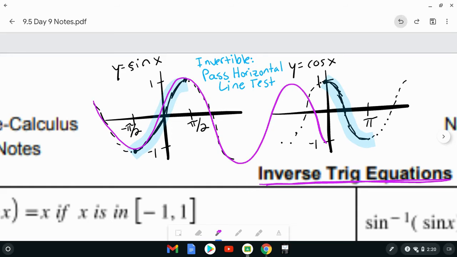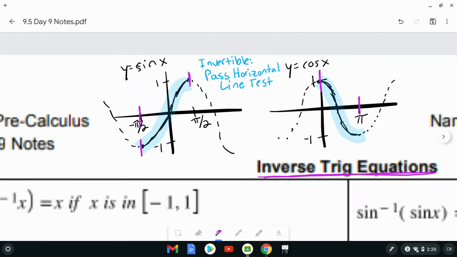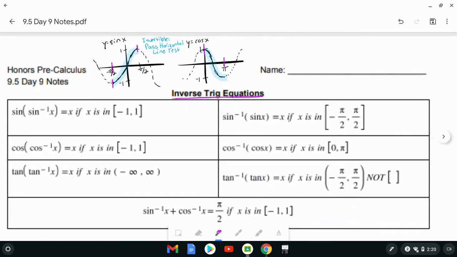So in order for it to pass the horizontal line test, we place these domain restrictions. From here to here, negative pi over 2 to pi over 2, we can now pass the horizontal line test. Same thing for cosine of x from 0 to pi. We're only looking at that domain restriction from 0 to pi, which applies to quadrants 1 and 2. This means that if you're finding the inverse of these trig functions, you now have a unique output, a unique ratio. So keep that in mind as you're doing these.